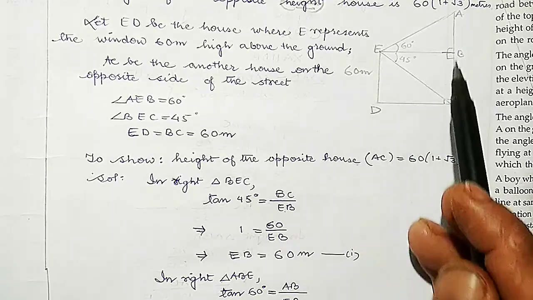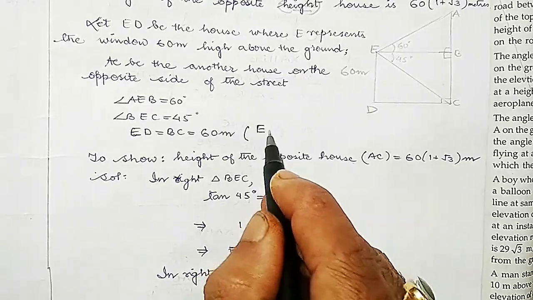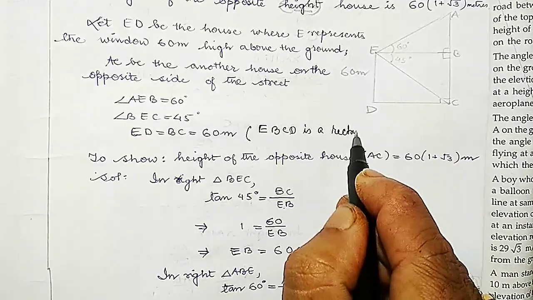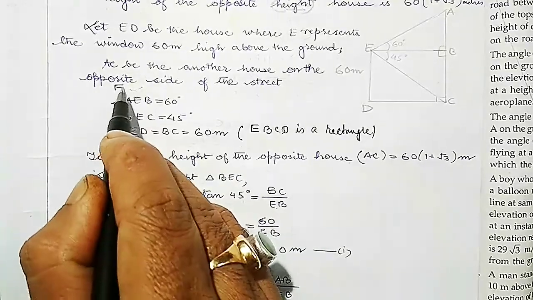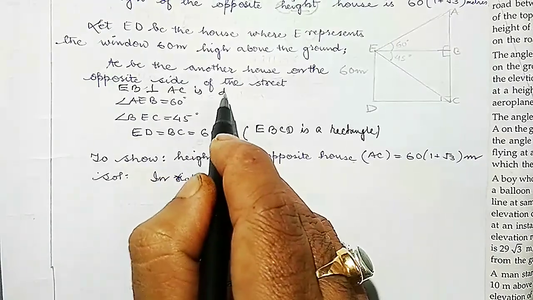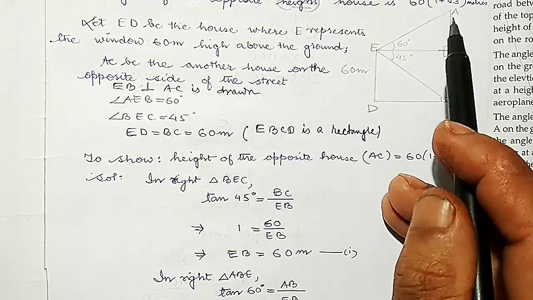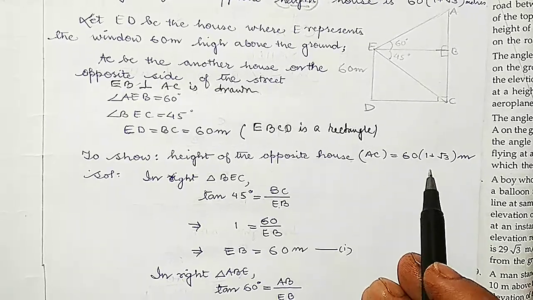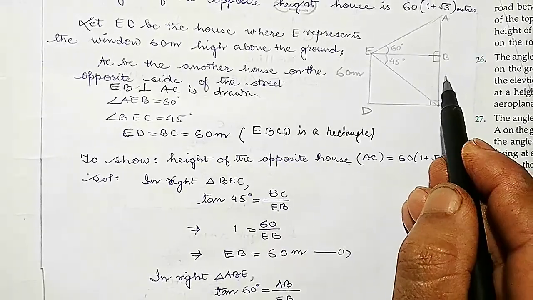This is 60, so this also will be 60, because EBCD is a rectangle, and since B is not mentioned, here you can write EB perpendicular to AC is drawn. What we are to prove, that height of the opposite house, that is AC, equals 60 (1 plus root 3) meter. Now, in the smaller triangle, in this triangle EBC, this part is 60.